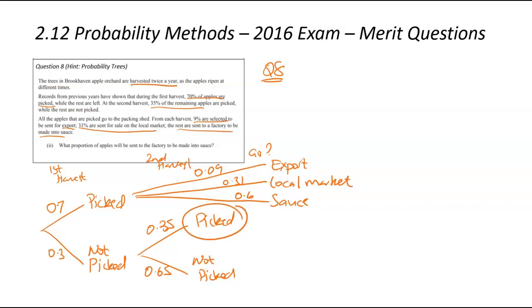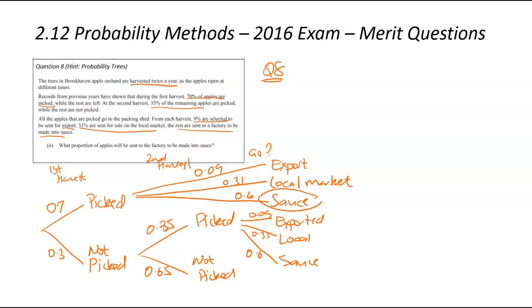The same apples down here for the second harvest, same proportions, could be exported, which was 0.09. It could be sent to the local market. I'll just call it local this time, 0.31, or finally, could be sent to the factory to make sauce at 0.6. So that's our pretty messy tree. Going back to the question, we only care about the ones that were sent to make sauce, so we care about the ones ending in the sauce options.